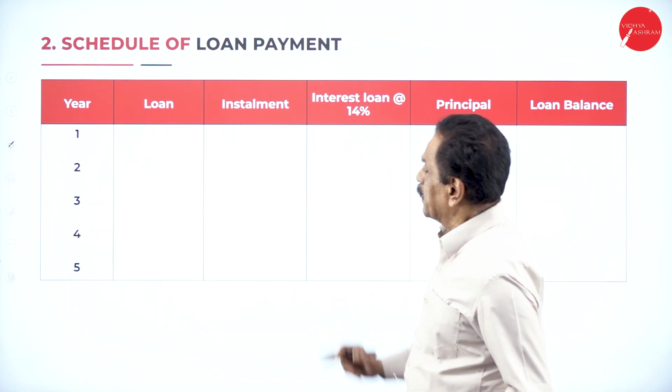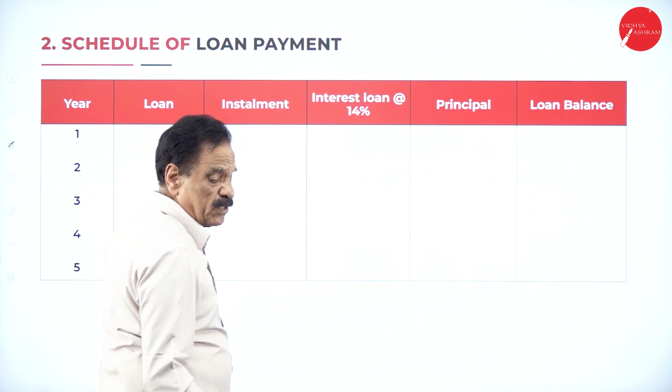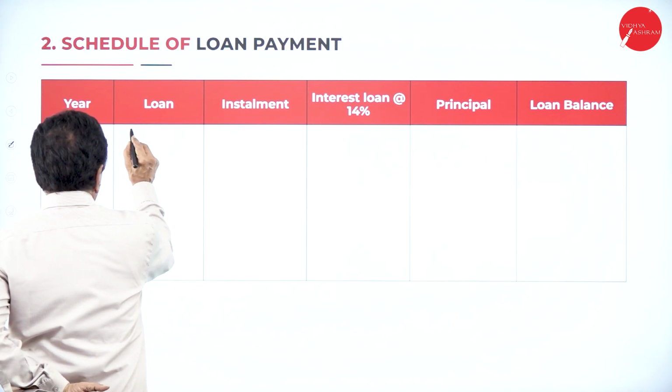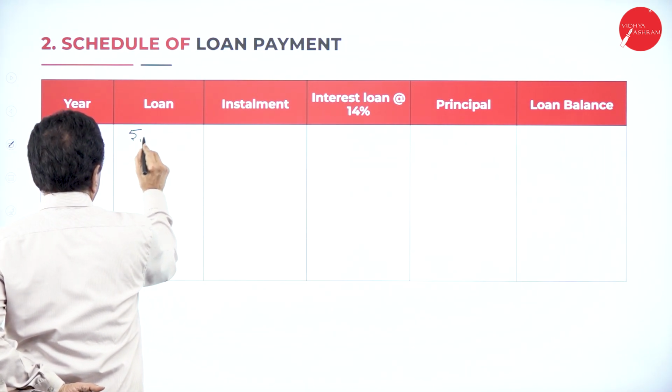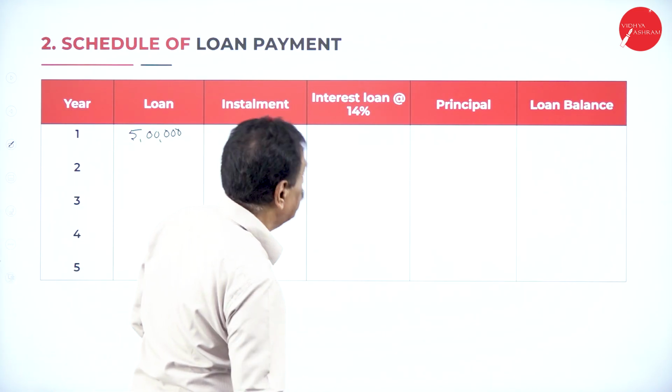So here we must be very careful. What is the total amount? How much installment does he have to pay? How much interest do you have to pay every year? First, slowly we can go. What is your loan amount? 5 lakh. Every installment, how much does he pay?